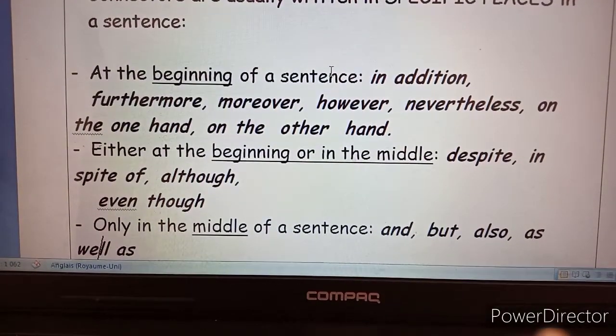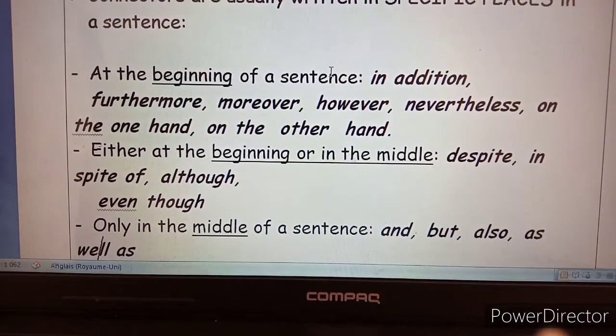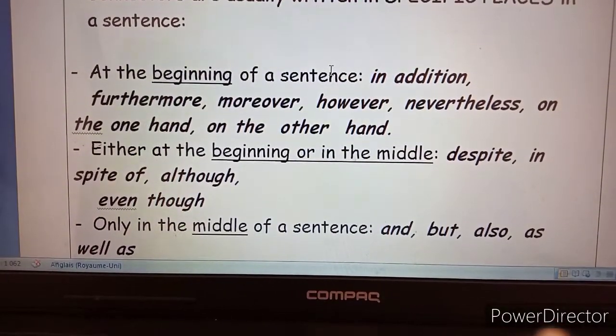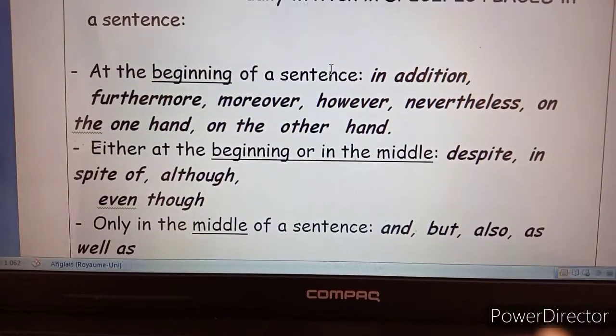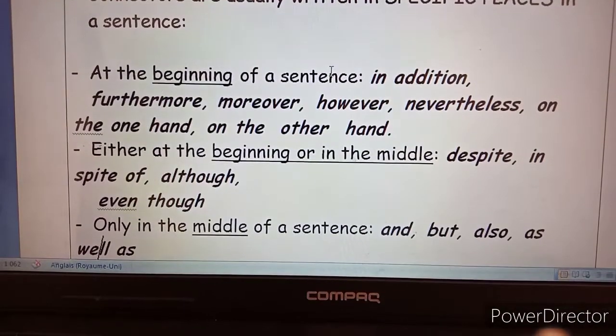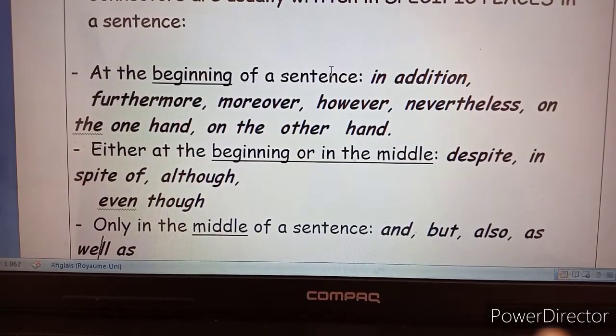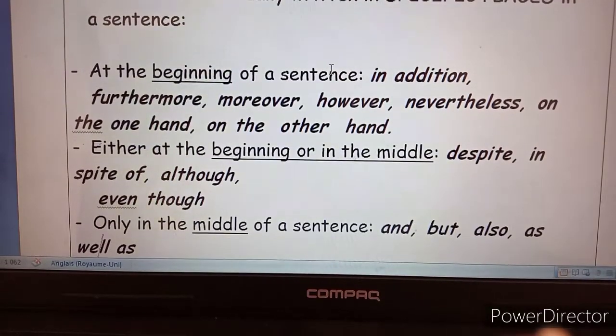So at the beginning of the sentence we will find in addition, furthermore, moreover, however, nevertheless, on the one hand, on the other hand. All of them we can find at the beginning of the sentence.